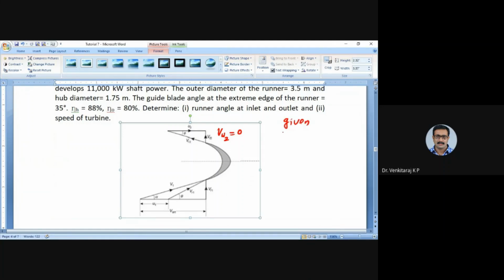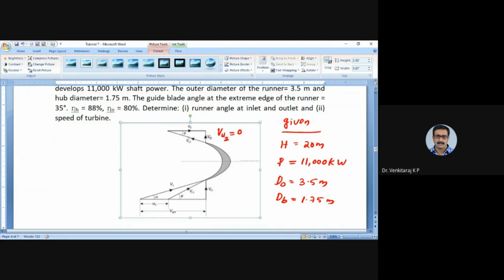So we have given the head of the turbine as 20 meter. So H is 20 meter. Turbine developed 11,000 kilowatt as the shaft power. Then the runner diameter, outer diameter of the runner, is 3.5 meter. Then diameter of the hub is 1.75 meter.